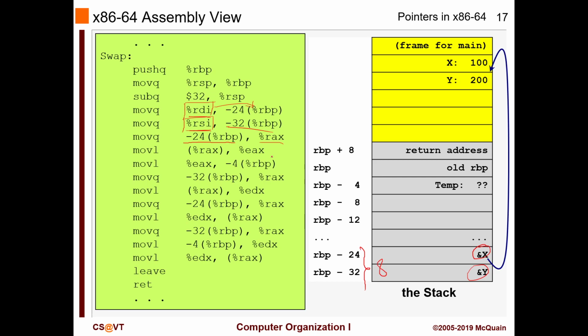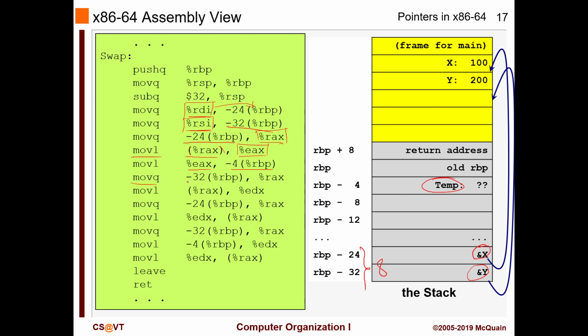Okay, what does that mean? We are getting whatever is stored in RBP minus 24 and putting it inside RAX, and then we are doing something like RAX dereference and put it into EAX. So what happens over here is whatever is being pointed by X, get that value and put it inside EAX. Okay, then we are going to get the value of EAX and put it into RBP minus 4, which is temp.